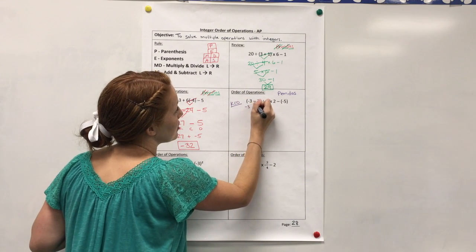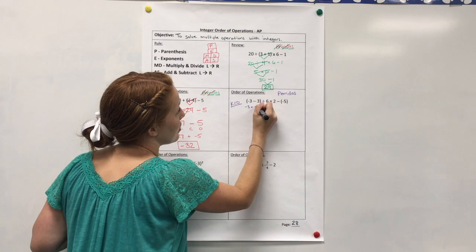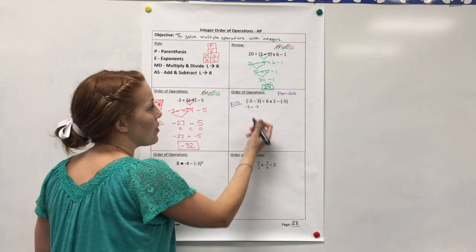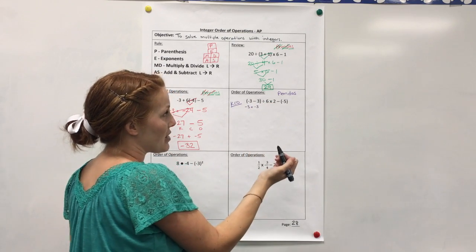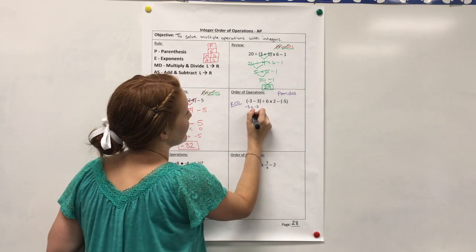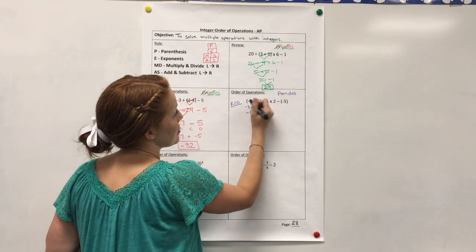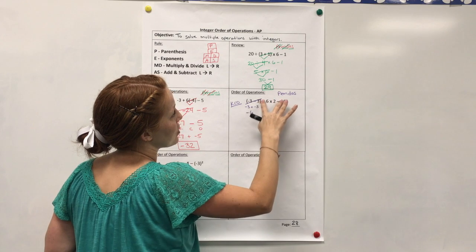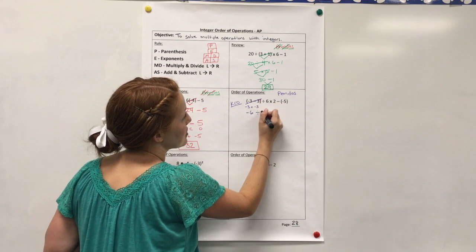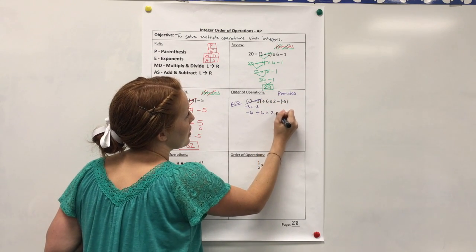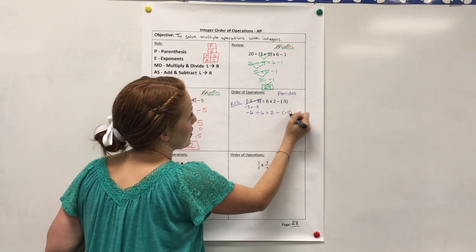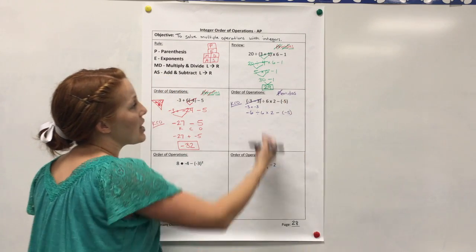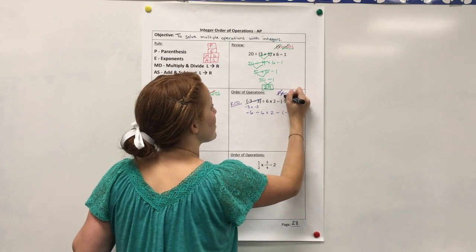Keep, change, opposite. Now, they're the same signs, so same signs, add, and keep the sign. So that goes away, and I bring all of this down. Divided by 6 times 2 minus negative 5. Parentheses goes away. I don't have any exponents.